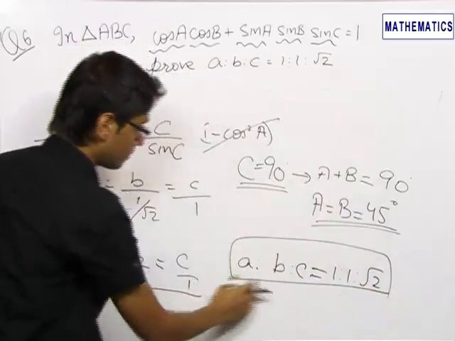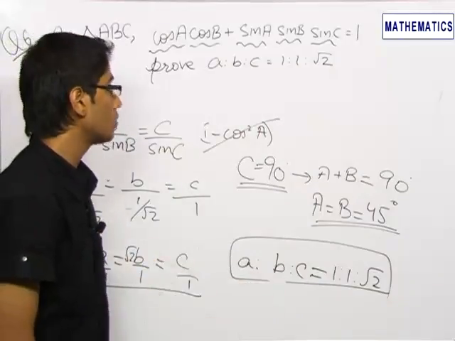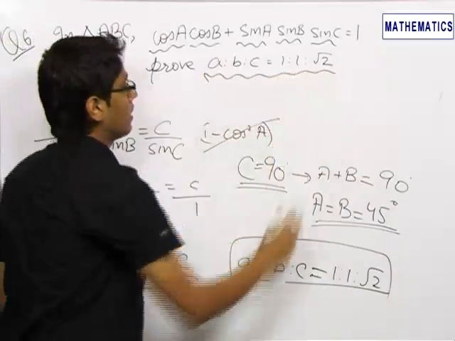Hence we get the relation a is to b is to c equals 1 is to 1 is to root 2, and the desired result is proved.